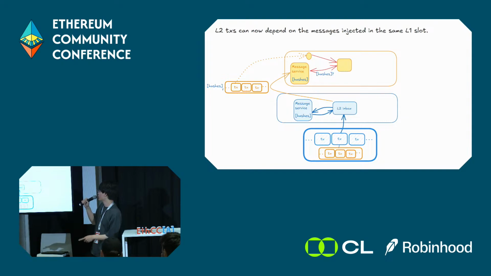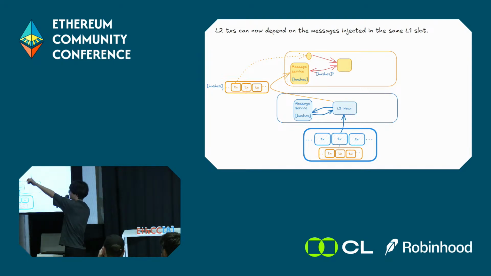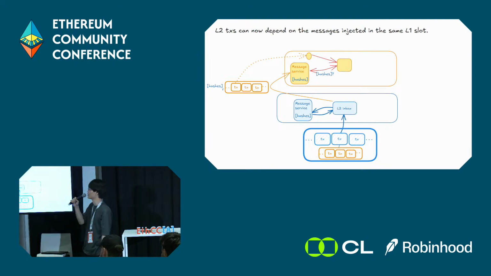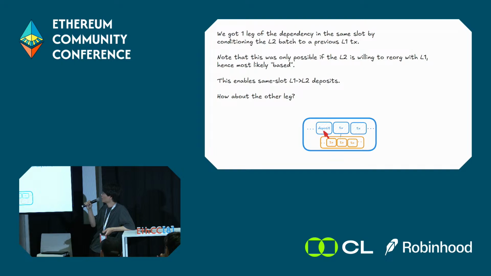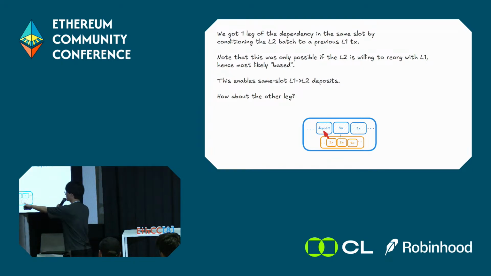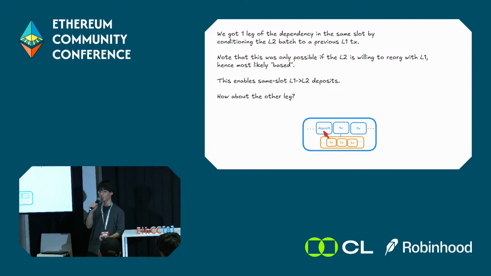And now, you push the transaction's message service, promote through to L2, and then in the L2, you also have this conditioning. So now you can read these hashes in the same slot, in the same L1 slot duration as the L1 transaction that happened. Okay, so now we got one leg of the dependency in the same slot by conditioning the L2 batch against the previous L1 transaction. So basically what happened is that you have, for example, a deposit transaction on the L1 side. Then you can have this L2 transaction actually depend upon the fact that this deposit happened, because you're depending upon the message that this deposit actually emitted.